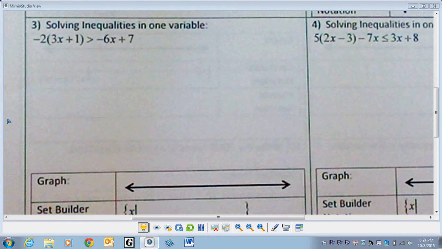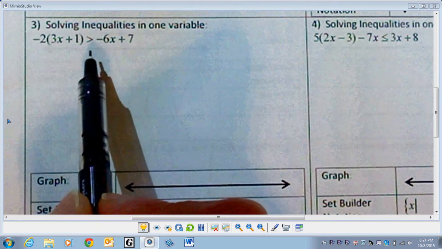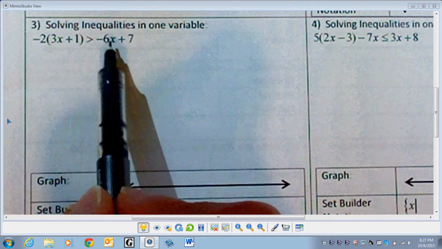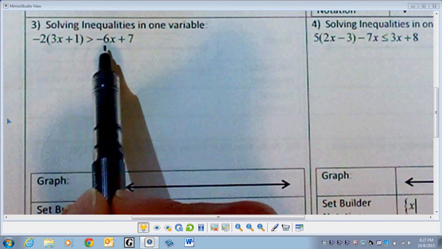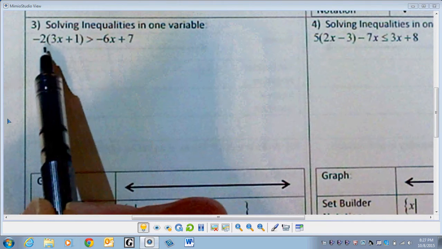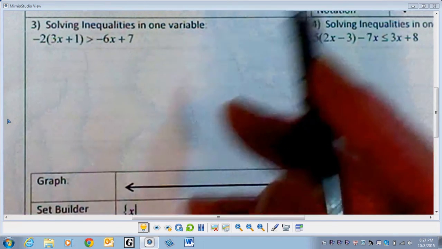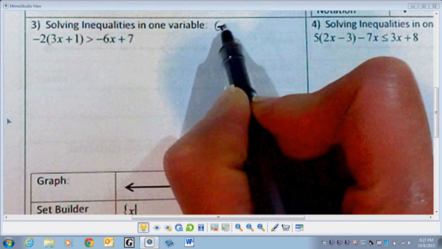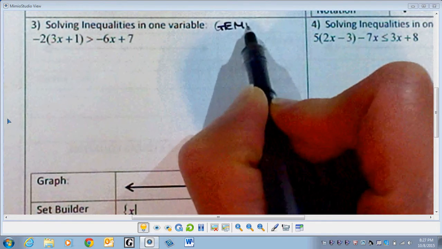Let's solve this inequality in one variable. So let's notice that we have x on both sides of our inequality. So this means we want to get our x's together. But before we do, we're going to need to simplify the left side. So let me review again. We're going to use GEMDAS.